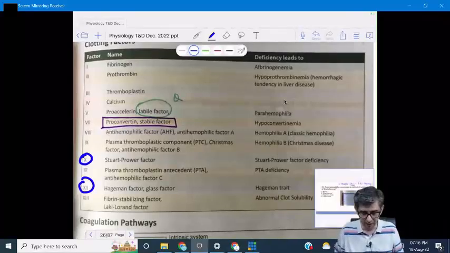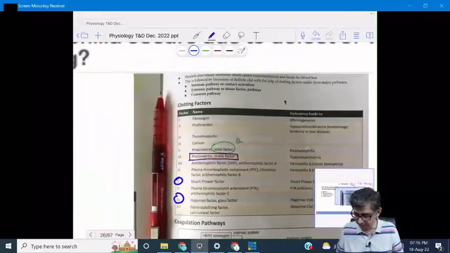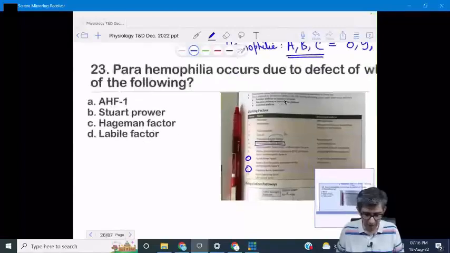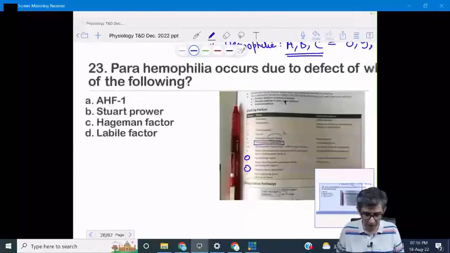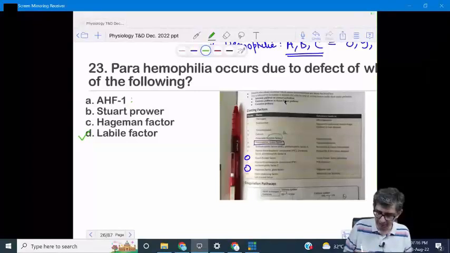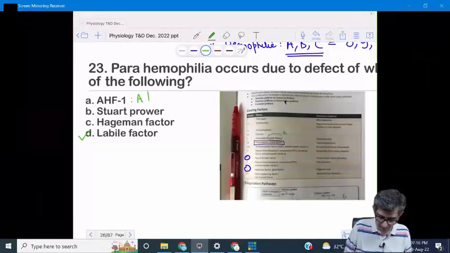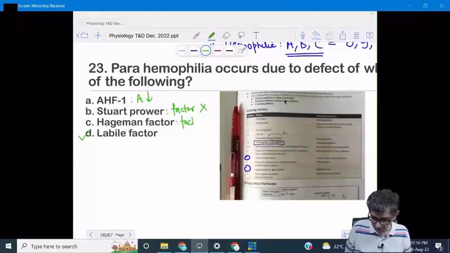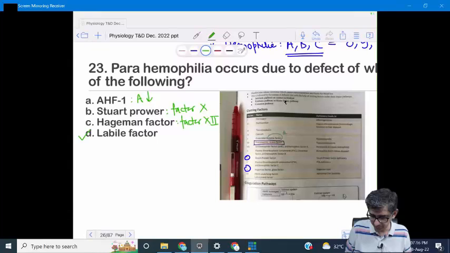The correct answer for this one is option D, that is labile factor; parahemophilia would be related to it. This would be hemophilia A. Stewart-Prower factor, as I explained to you, would be factor 10. And Hageman factor, as I explained to you, would be factor number 12. This would be present in the PDF as well. So I would suggest you go through these entire names.